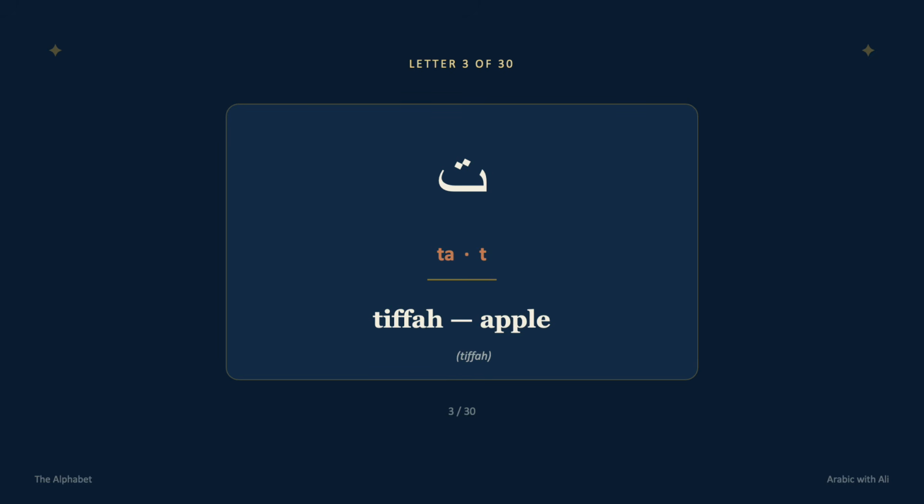Good. We have ta, and it is pronounced as te, as in tufah, apple. Repeat after me. Te, tufah.